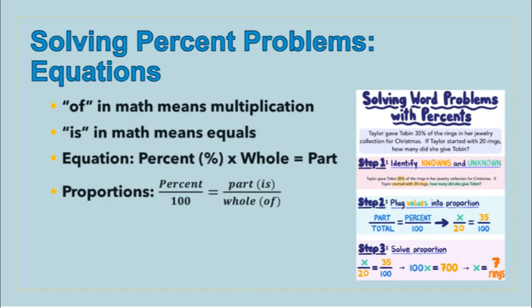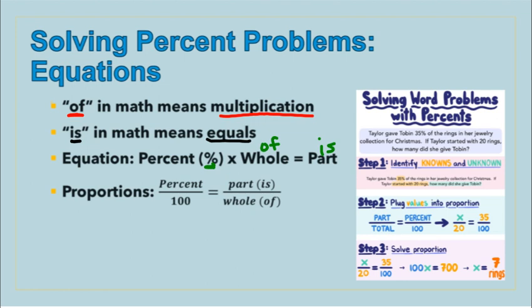So when we write with equations, there are some key words that you need to pay close attention to. When you see the word "of" in a math problem, that just means multiplication. When you see the word "is" in math, that means equals. So you're just going to put an equal sign where you see the word "is." The equation we're going to be looking at is percent, which always has a percent sign with it, times the whole number, or the whole, equals the part. Or if you think of this, the whole is your "of," and the part is your "is."